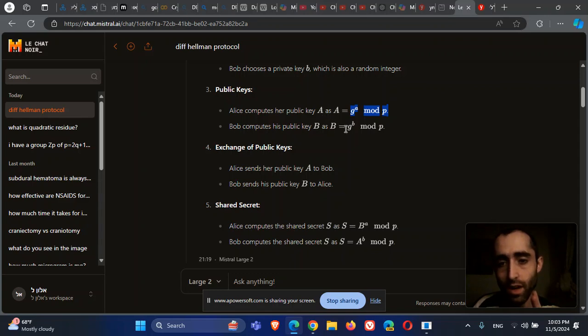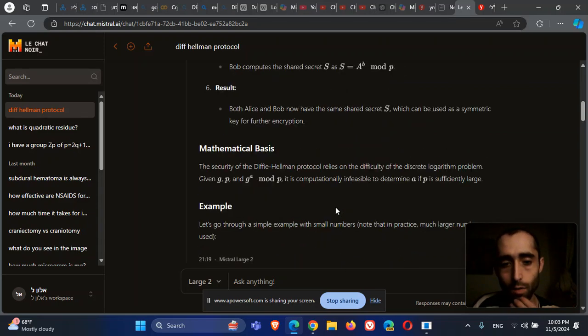Alice will be able because she will get G to the power of b. Just add her a here and you get the secret key. Bob will be able to do that because he will get G to the power of a. Just add his b and you get the secret key. Now there is an example here.